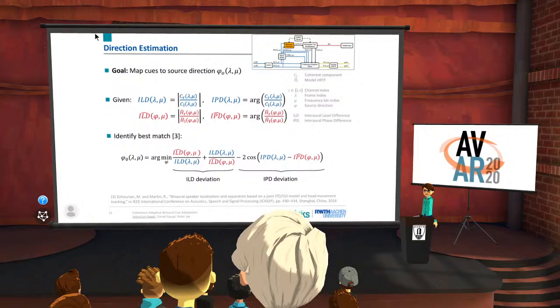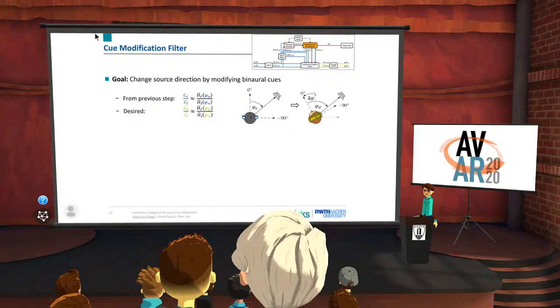So here we have as input the ILD and IPDs that we estimated from the signal, so the ratio of the coherent components, and also the ILDs and IPDs from our HRTF models for the different directions. And the idea is to identify the best match for these observed binaural cues to identify the most likely direction. And to do that, we can use the algorithm by Zuhur, Jan, and Martin that does a minimum mean square error optimization and effectively yields this equation shown here, where we get the best matching direction in terms of ILD and IPD in our signal compared with the HRTF model.